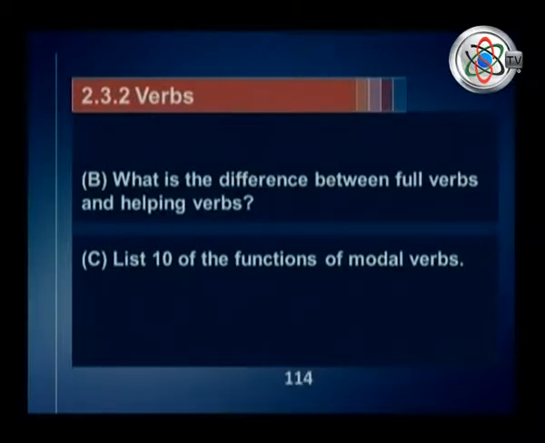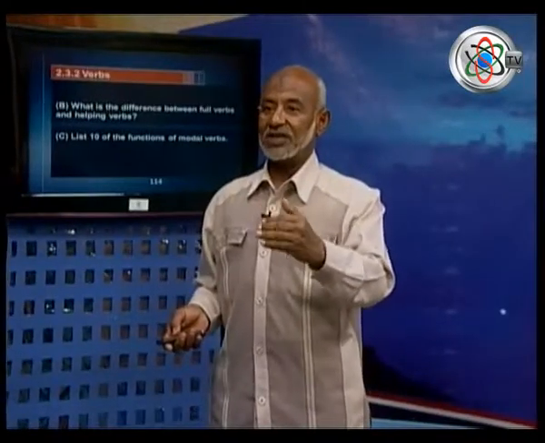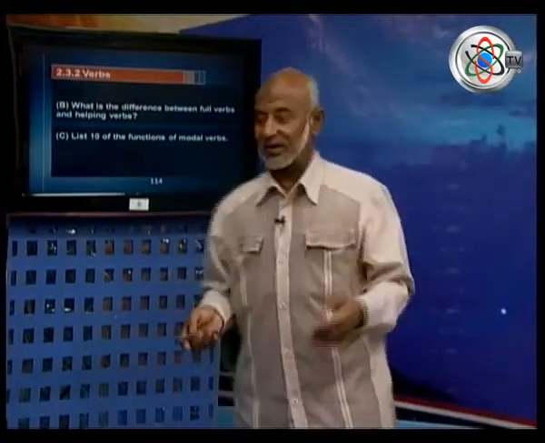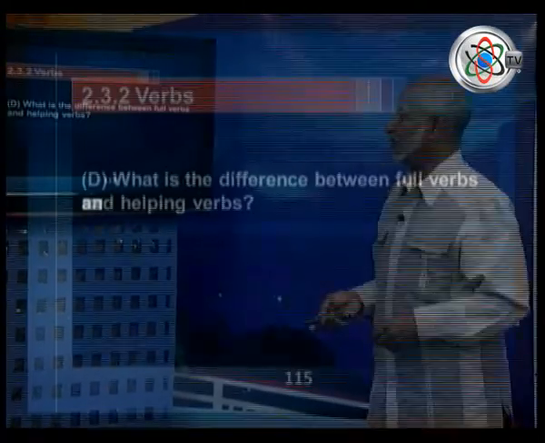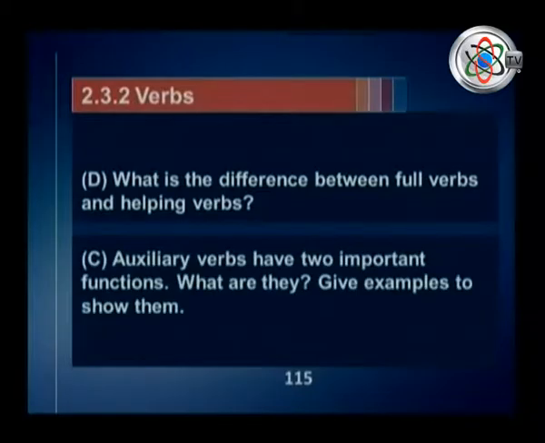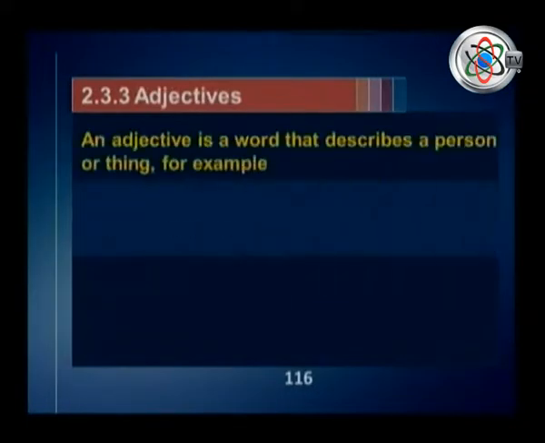List 10 of the functions of modal verbs. This is very easy. One indicates possibility, can, for example, or could, shall or should, may or might, probability, and so on. Just like, for example, what is the difference between full verbs and helping verbs? We mentioned this. Auxiliary verbs have two important functions. What are they? Give examples. And we will be able to answer.